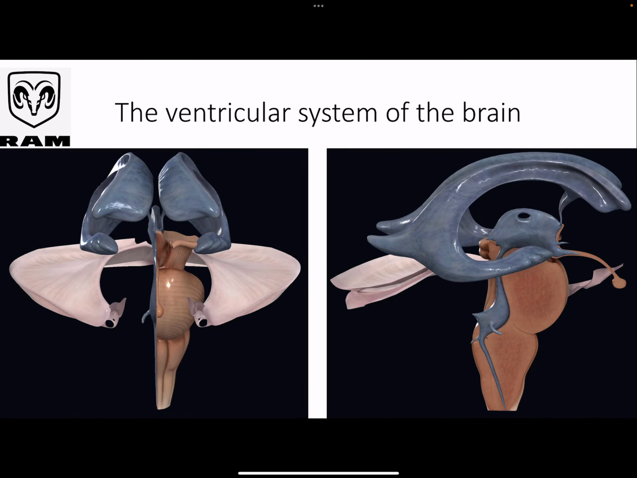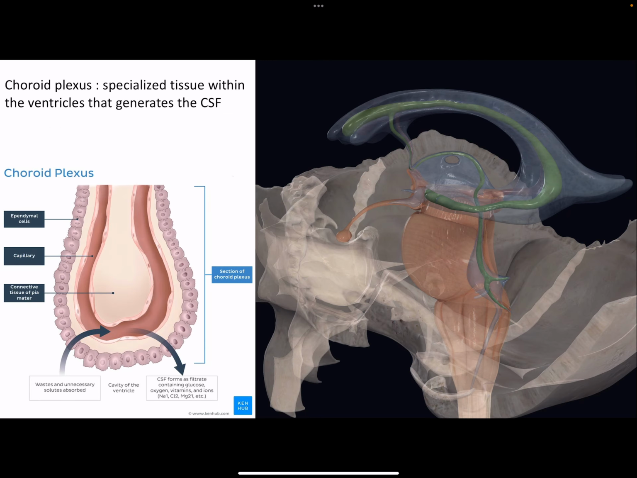The ventricular system of the brain kind of looks like a ram: lateral ventricles 1 and 2. Then we're going to have the third ventricle and then the fourth ventricle down here. Connecting them is going to be the interventricular foramen, also known as the foramen of Monro. And connecting the third and fourth, kind of behind this, deep to that structure, is going to be the Sylvian aqueduct, also known as the mesencephalic aqueduct. Within the ventricles, we have the choroid plexus, which contains ependymal cells, which generate the cerebrospinal fluid.